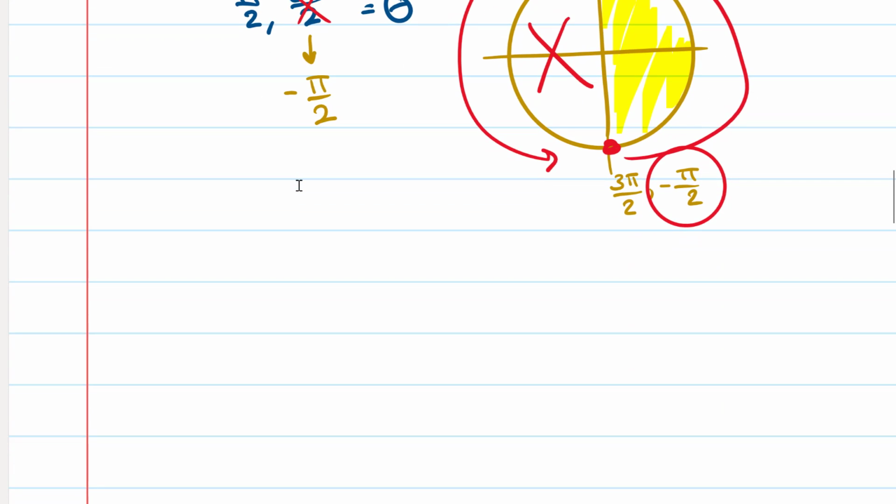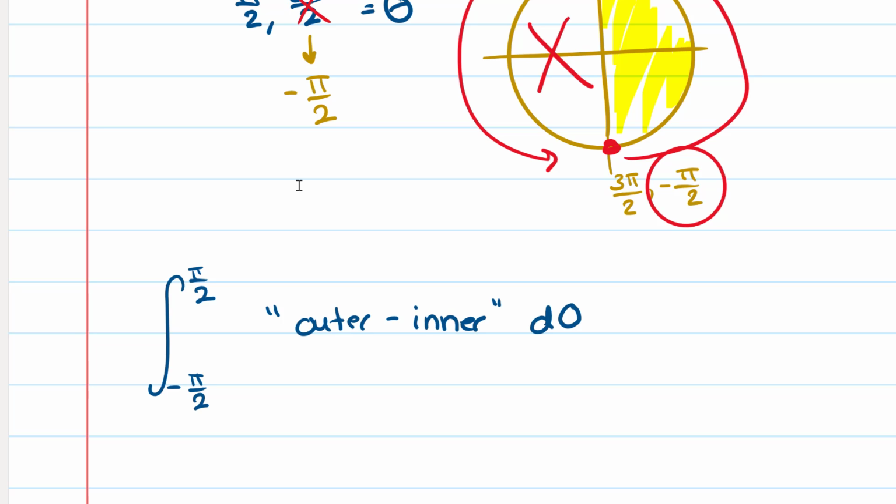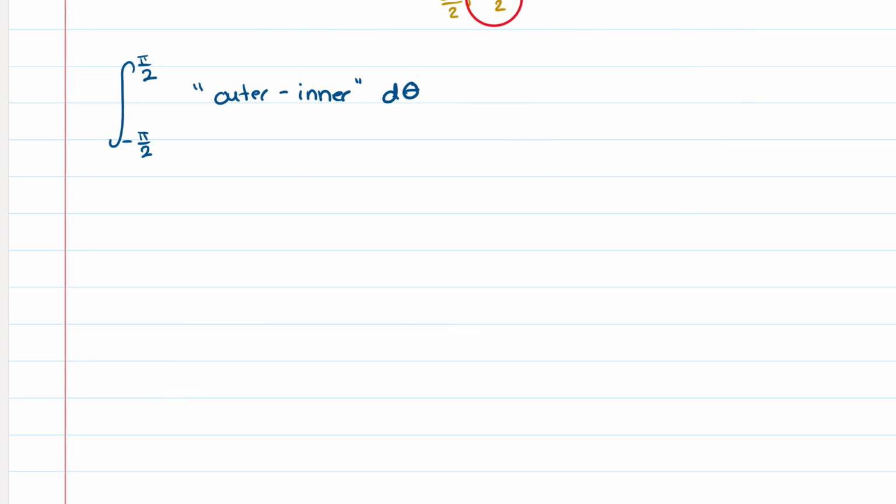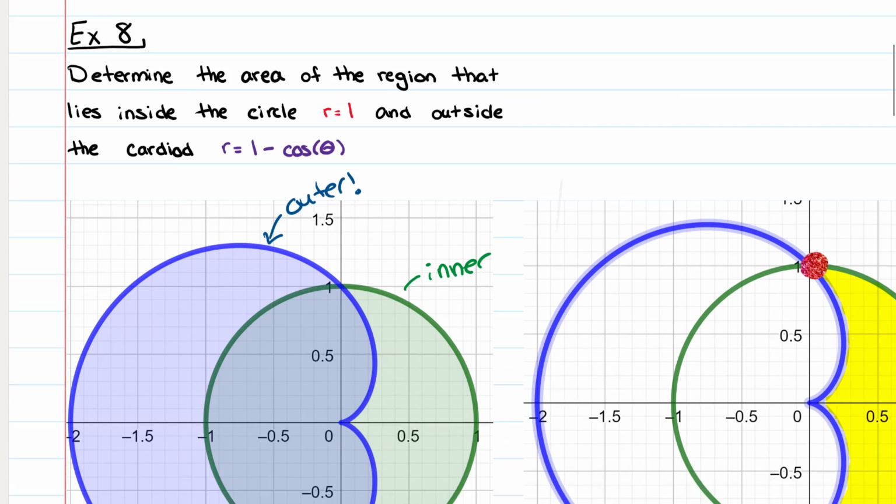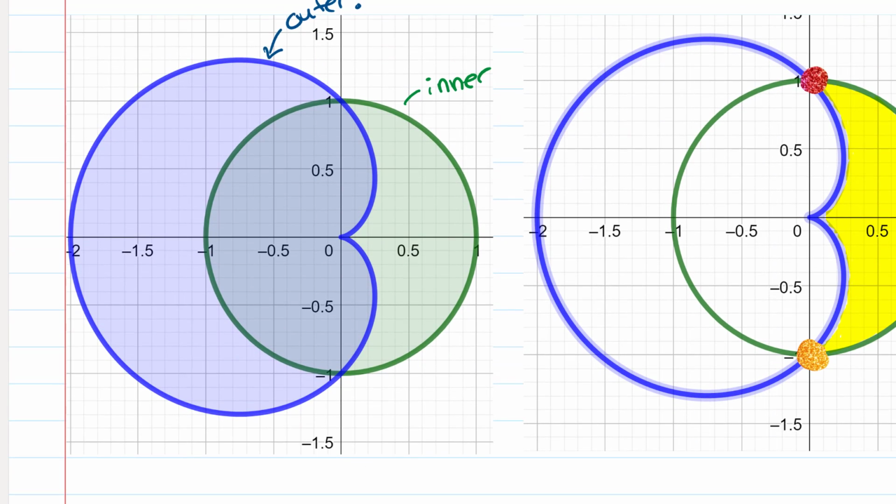The next step is to go ahead and set up the integral. I'm going to set up my integral from negative pi over 2 to pi over 2. And when I set up my integral, I'm going to think my outer one minus the inner one, and then d theta. Now what we need to do is determine our outer function and our inner function. To do this, I'm going to go up to the graph, and I'm going to show you how to do that.